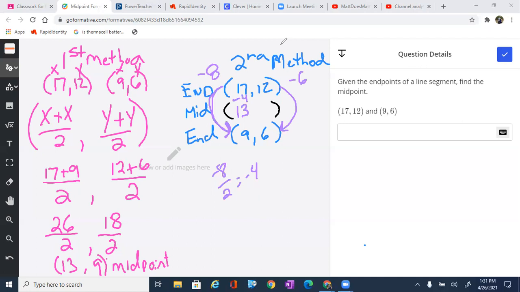Then I do the same thing with the other side. I know that the midpoint is halfway from 12 to 6, and I know that the distance is -6, so I take -6, cut it in half, that's -3, and I take 12 and subtract 3. 12 minus 3 is going to be 9. And that gives me an alternate way of finding the midpoint. So you can use the formula, or you can start with the end and go to the end and use the distances between the two points.